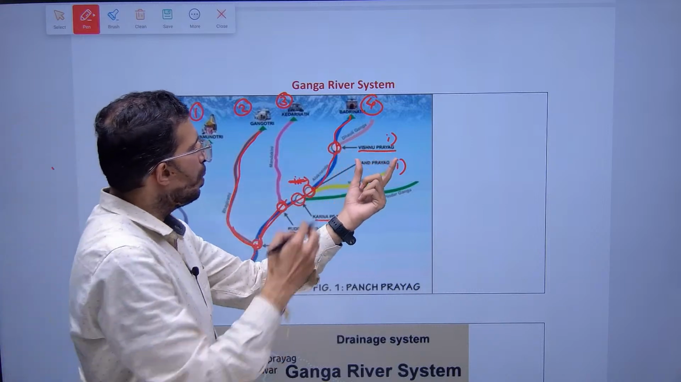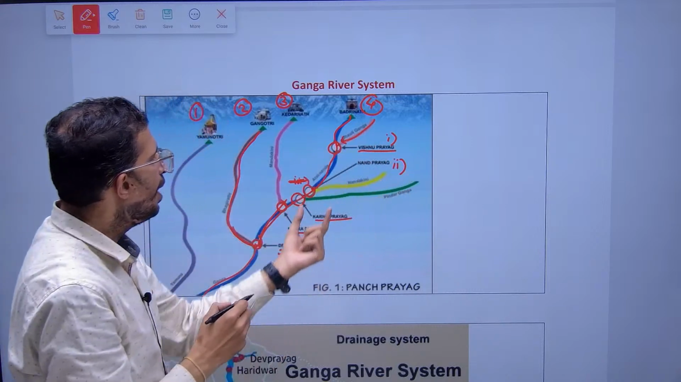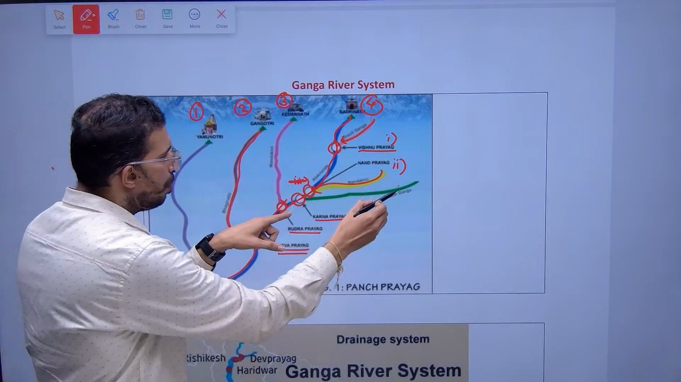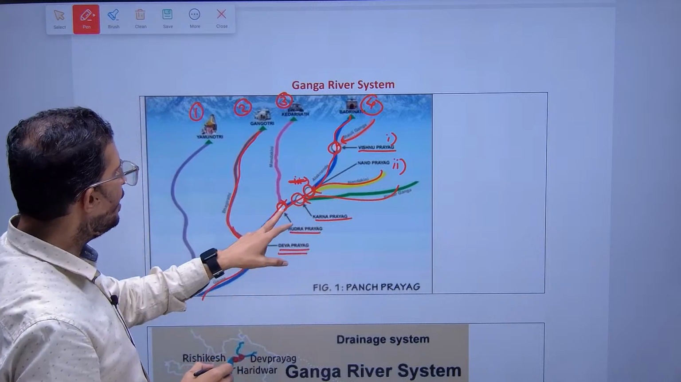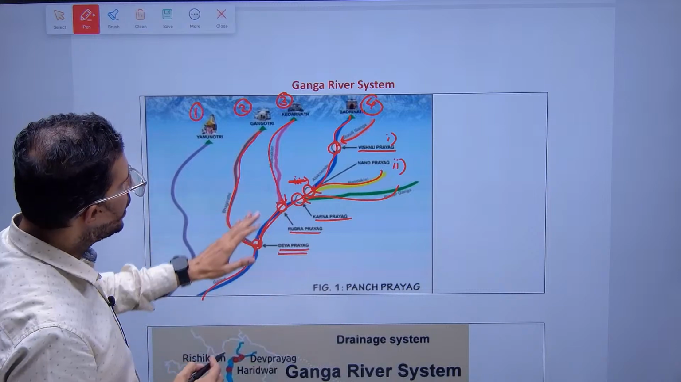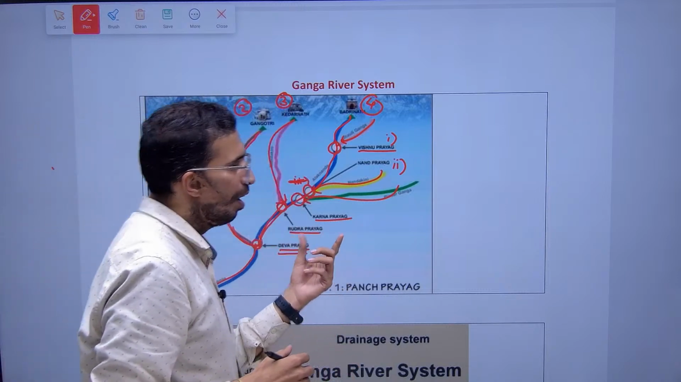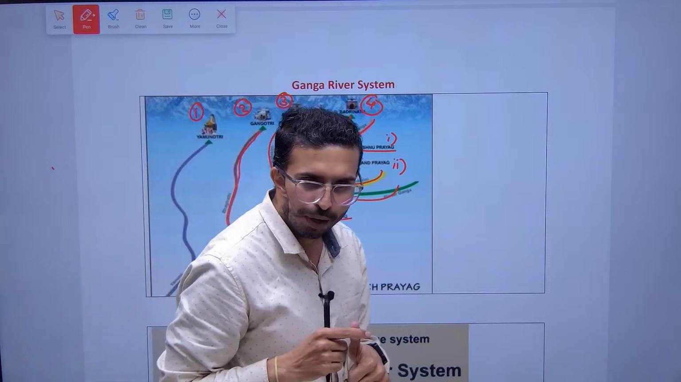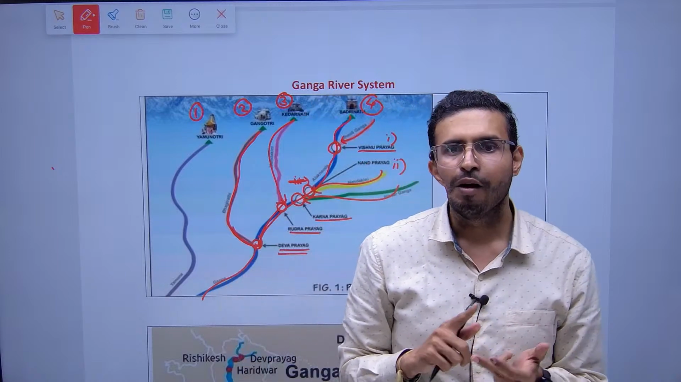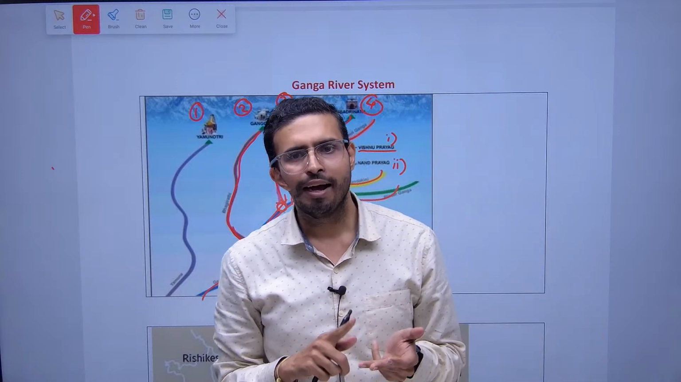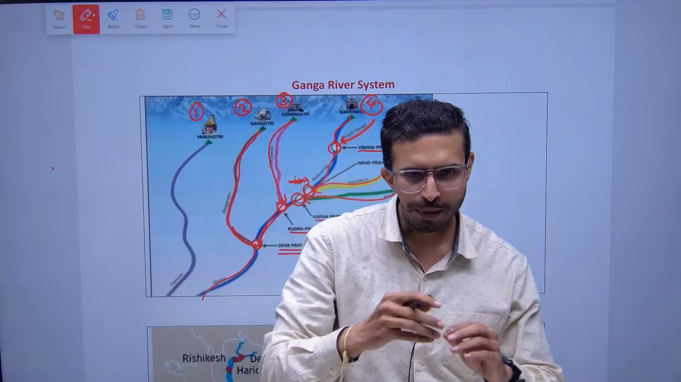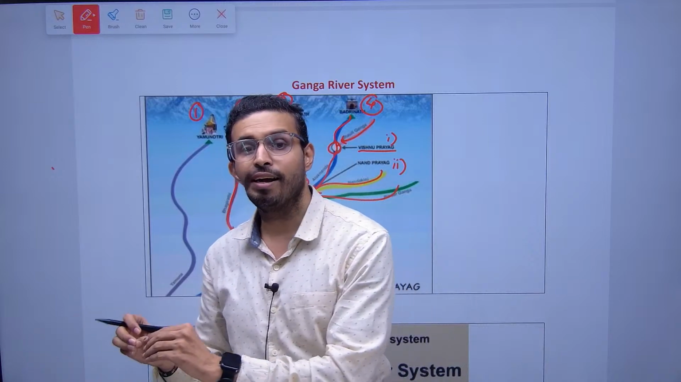So at the Vishnu Prayag, the Dhauli Ganga river joins. At the Nanda Prayag, Nandakini river joins. At the Karna Prayag, Pindari Ganga river joins. And at the Rudraprayag, from this Kedarnath, Mandakini river joins. So these are known as the Panchaprayag. The fifth one is the Dev Prayag, where the Bhagirathi and Alaknanda meet and it traverses as a Ganga.